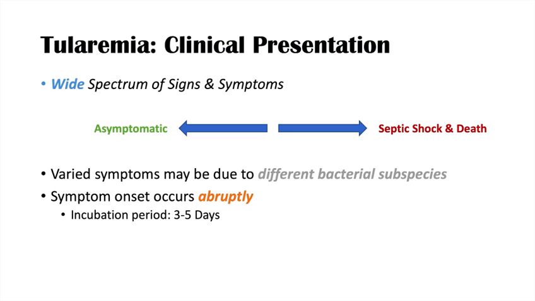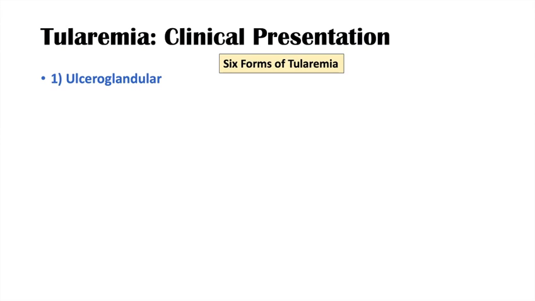After an incubation period of around 3 to 5 days, the symptoms are often nonspecific and systemic, like fever, chills, malaise, and fatigue. There are actually 6 different forms of tularemia. We're going to talk about each of these in detail, so a lot of information coming up. The first type is ulceroglandular. If we break down the word, ulcer and glandular, glands. So it has to do with an ulcer and glands.